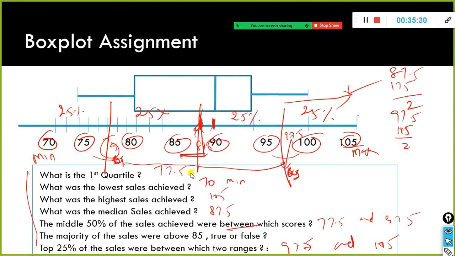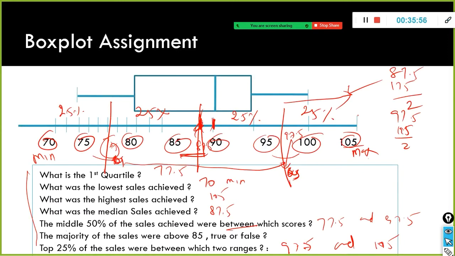So first quartile 77.5, lowest sales achieved 70, and highest sale you achieved this one. So the lowest sale was 70 and the highest sale is 105, and the middle 50% were between 77.5 and 97.5. This one tells you where the data lies, in which quarter the data value lies.